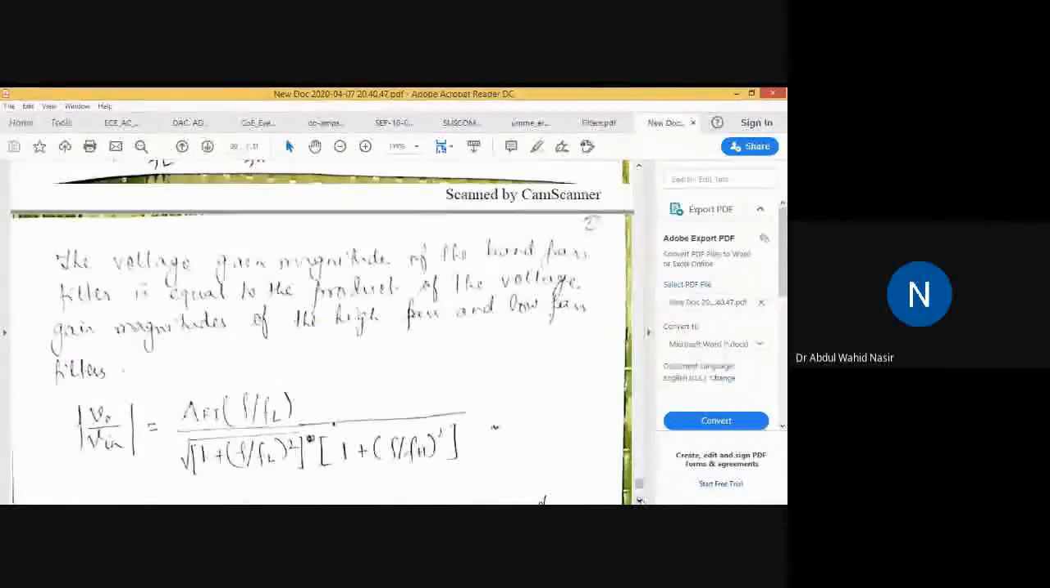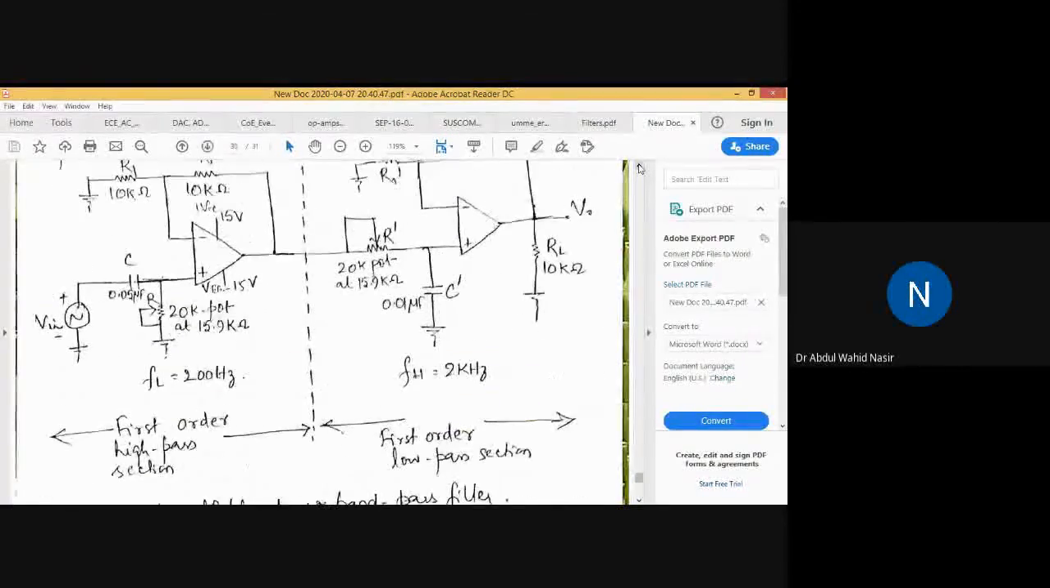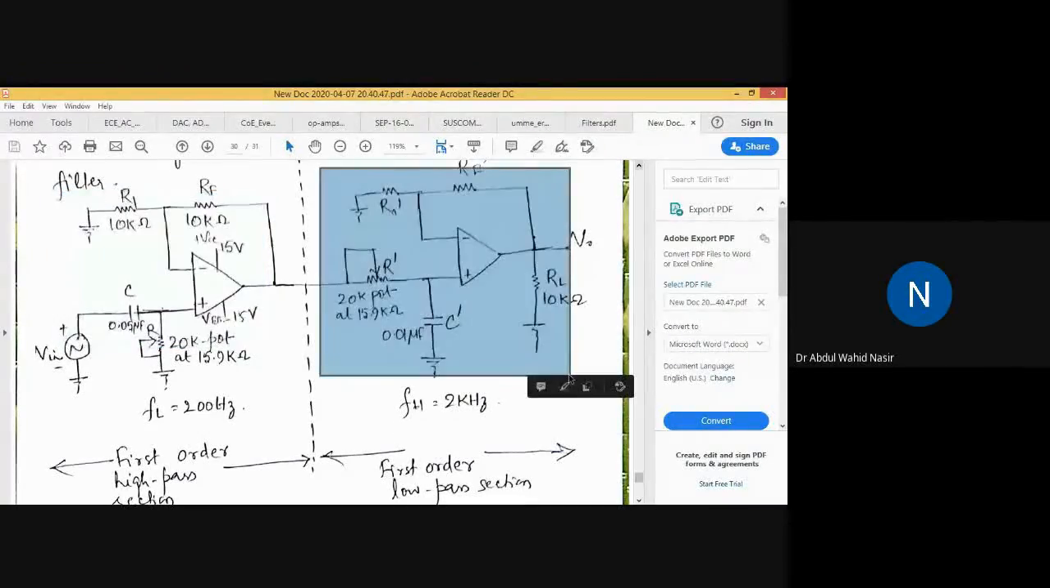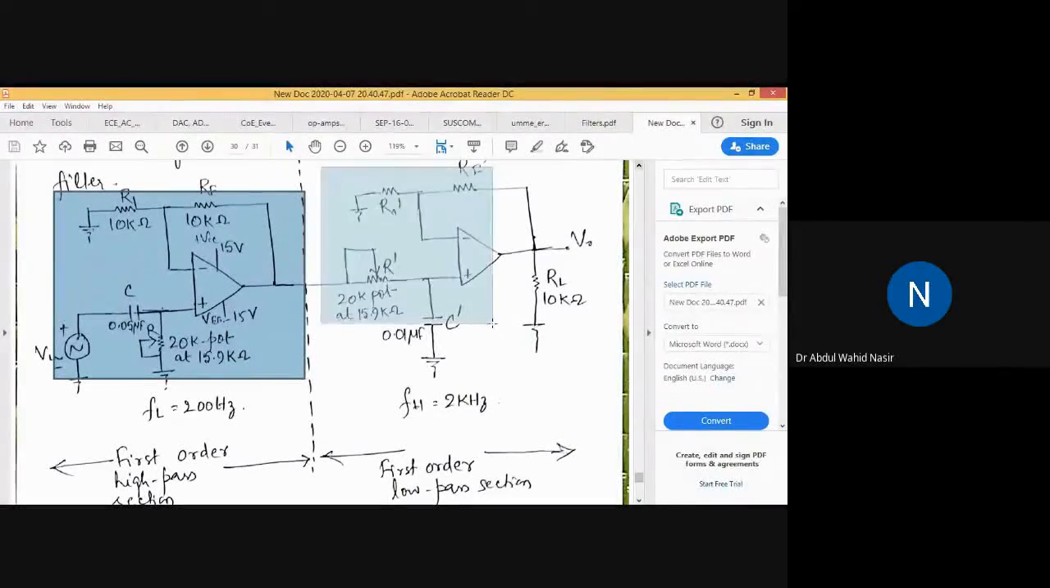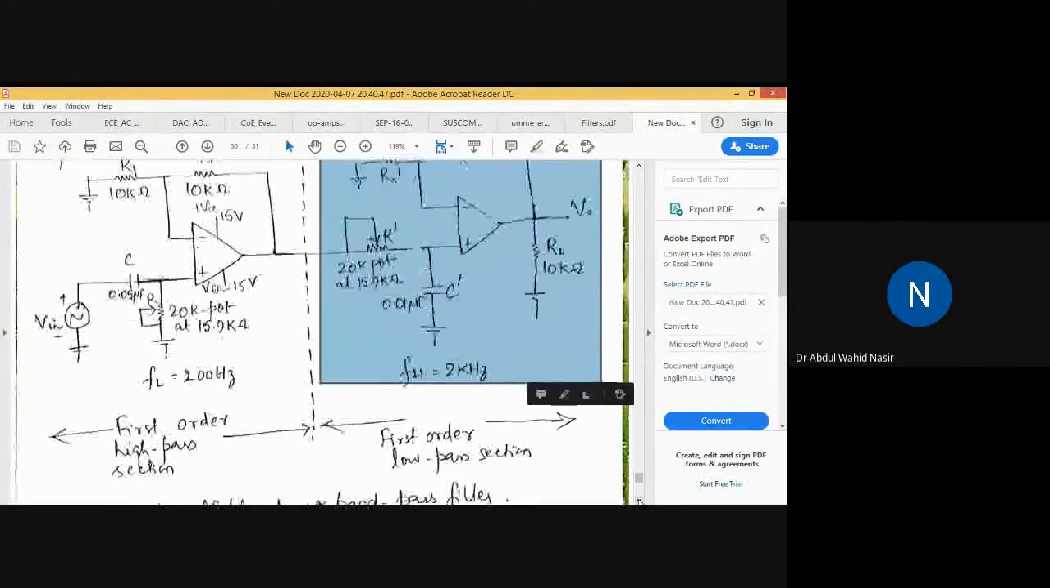Now how can we obtain a second order band pass filter? It's very simple. Just use a high pass filter of second order and a low pass filter of second order, which I will show you here. This circuit diagram represents the first order band pass filter. Why first order? Because this is first order and this is also first order. If you use a high pass filter of second order and also a low pass filter of second order, then you will have a second order band pass filter.